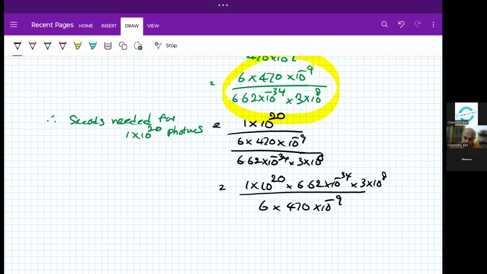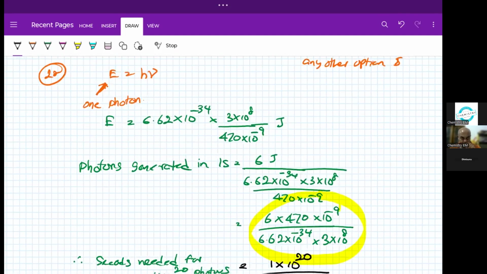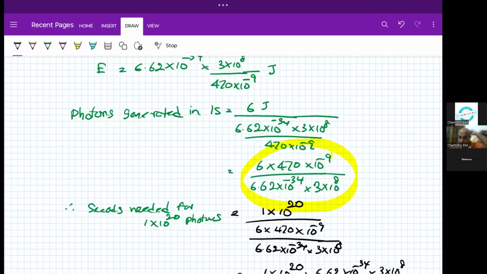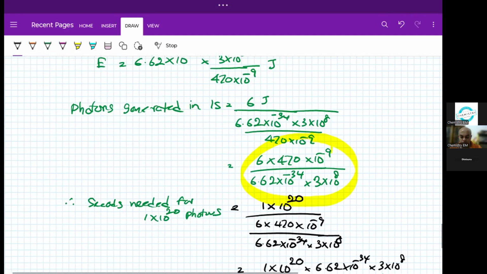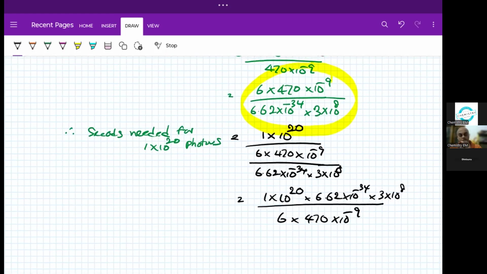Now, we first calculated the energy of one photon. Then for 1 second, we calculated how many photons will be generated, because the energy for 1 second is given. If you know the energy of one photon, we know how many photons will be generated in 1 second. Then we have been given how many seconds are needed for 1 into 10 to the power 20, so it should be divided by 1 into 10 to the power 20.